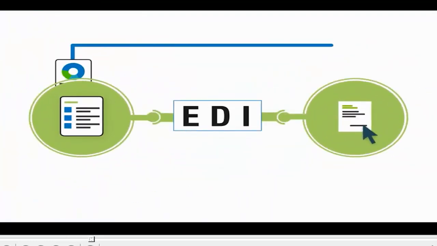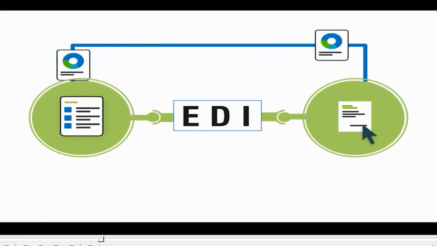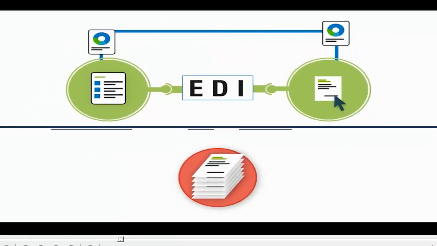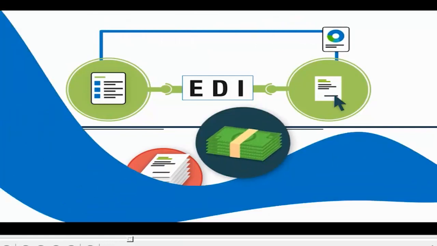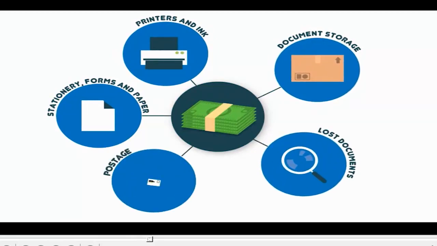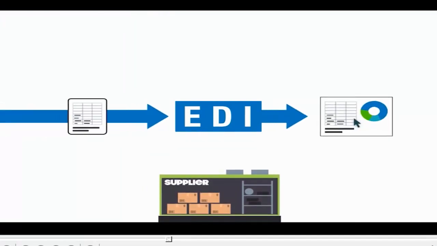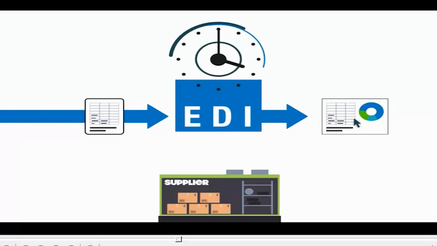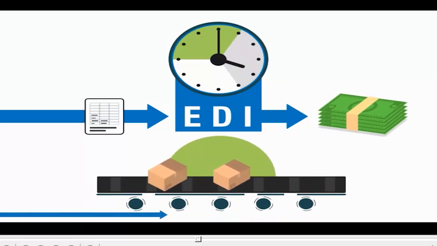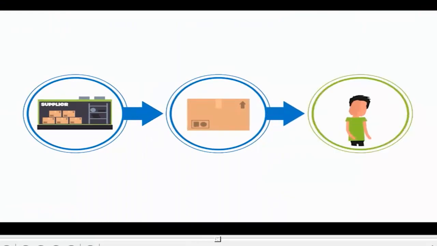Implementing EDI enables the business processes associated with the exchange of business information to be digitized and automated, thereby removing manual, paper-based processes and reducing expenses in areas including stationery, forms and paper, printers and ink, document storage, lost documents and postage. One of the most notable advantages of using EDI from a supplier's perspective is that it can halve the number of man-hours in the order-to-invoice process, reducing lead times and speeding up payments. The efficiency and accuracy of order processing is also improved, allowing staff to focus on more value-added tasks.